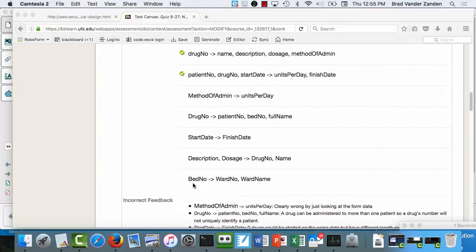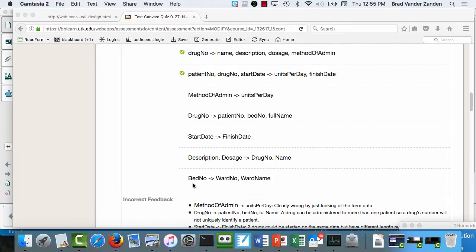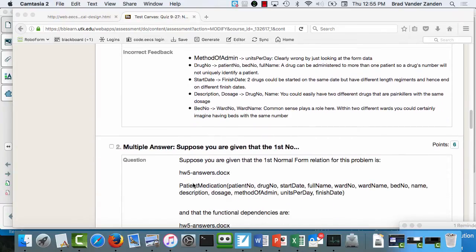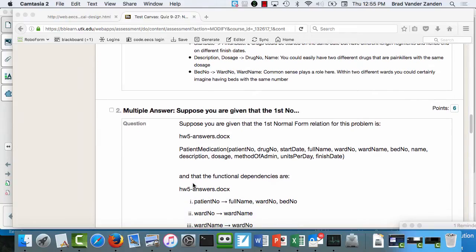And then, like I said, a bed number might be duplicated in different wards. It'd be common in different wards to number the beds from, say, 1 up to something. So bed number 1 could presumably be in multiple wards. And then I guess the feedback also said essentially the same thing. Do you want me to keep going?